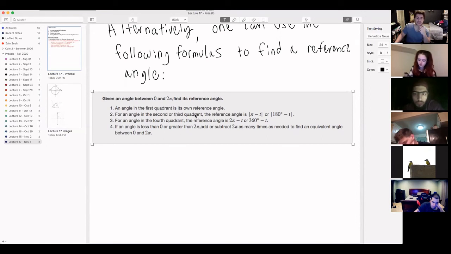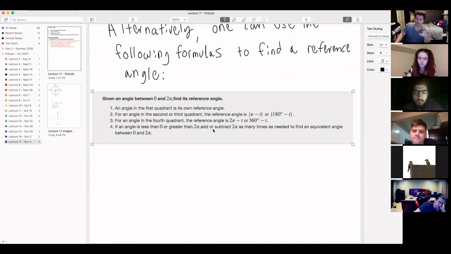Next, for an angle in the second or third quadrant, you do 180 minus t, take its absolute value, or do pi minus t if you're given radians. For an angle in the fourth quadrant, you will do 360 minus t, or 2 pi minus t, depending on whether you're in degrees or radians. And if your angle is outside of the 0 to 2 pi range, you need to find an angle that's coterminal to it between 0 and 2 pi, and then use either 1, 2, or 3 above.